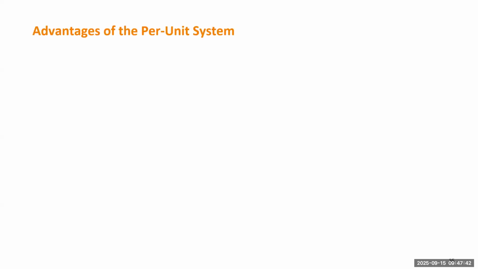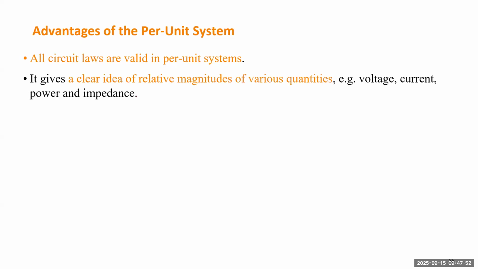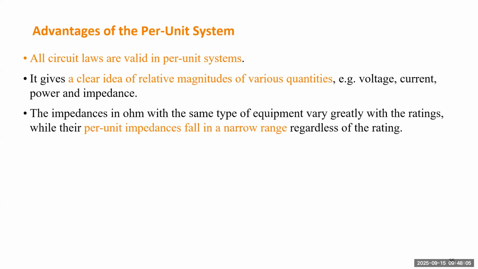Okay. So what are the advantages of using the per unit system? All circuit laws are still valid in the per unit system, even though the units become no unit, like per unit, not actual units. But they give a very clear idea of the relative magnitudes of all quantities such as current, voltage, power, and impedance. The impedance in ohms for the same type of equipment varies greatly with the rating, but the per unit impedance falls into a very narrow range, regardless of the rating.